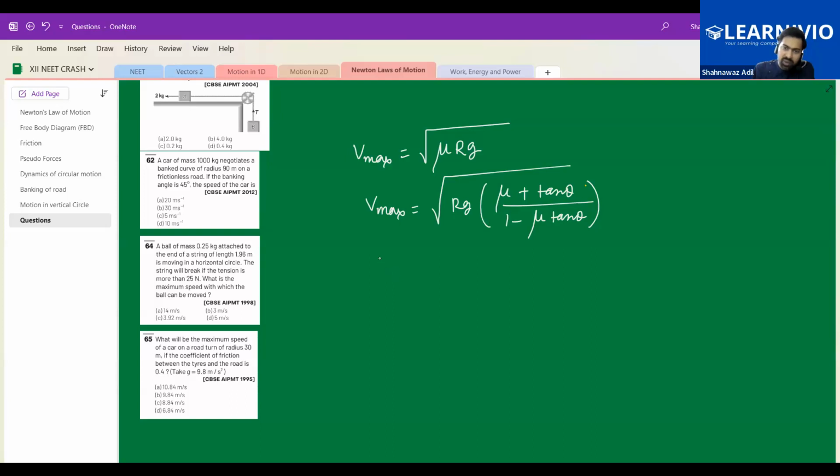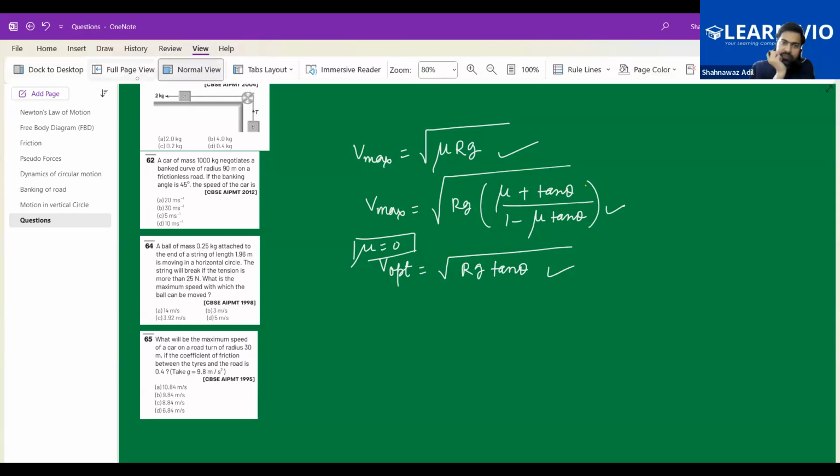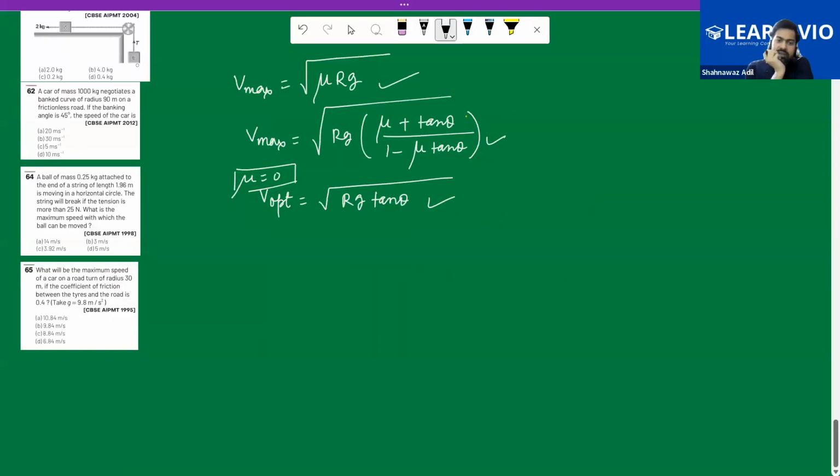But if we want to calculate the optimum speed, this was root of r g tan theta, right? In this case, you don't have any friction. These things have been discussed, right? So which formula in these three things do we have to use? Can you guys tell me, the 60-second question? What is the formula that we have to use? Yes, guys, quickly tell me and then we will get to the question.